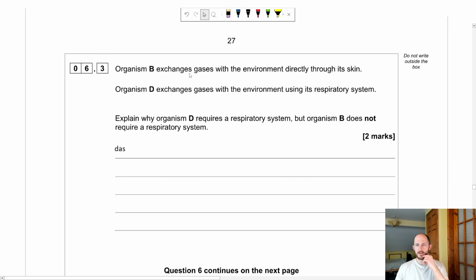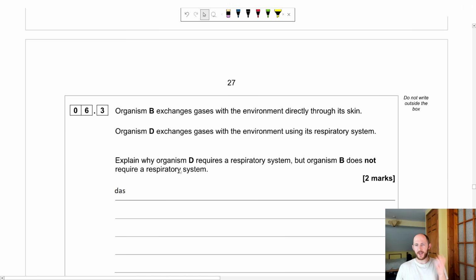We have here organism B exchanges gases with the environment directly through its skin. Organism D exchanges gases with the environment using a respiratory system instead. So B is most likely some kind of insect and D is a larger animal. Explain why organism D requires a respiratory system but B does not require a respiratory system. Well, again, think about B being an insect, D being a larger animal like a cat. That might help. It's all to do with the size of the organism.